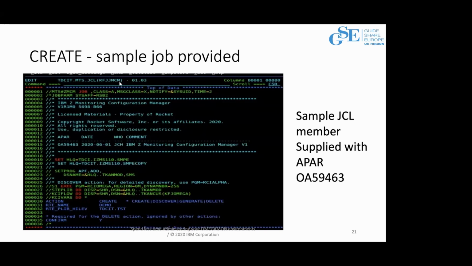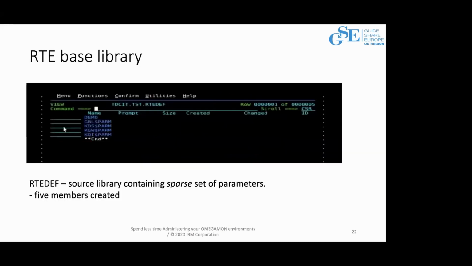So here's an example JCL. I do apologize. As I said earlier, these are screenshots. I wanted a live demo. But anyway, here's a JCL, very simplified. The JCL member is supplied with APAR OA59463, so you can use that, or you can see it's quite simple. You can copy it probably from the online manuals as well. Okay, so you run that job, and it creates the base library.